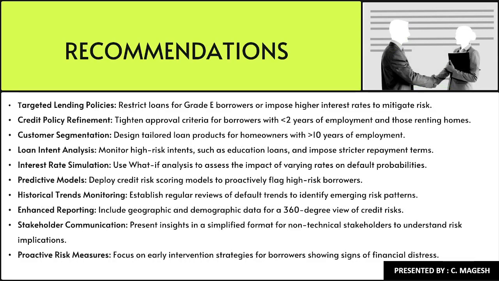So, what are the recommendations? We have to do targeted lending policies. We have to restrict loans for high risk grades. The second is credit policy refinement, tighten approval for short tenure renters. Then predictive models, leverage risk scoring to flag potential defaulters early. Then stakeholder communication, use simplified reports to convey key findings. These are my recommendations from the insights we have taken from the data.